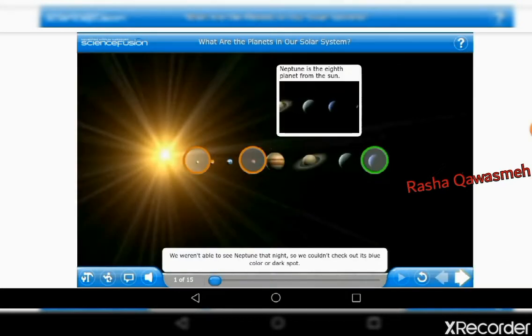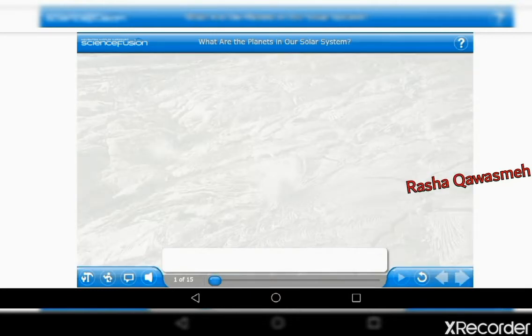We weren't able to see Neptune that night, so we couldn't check out its blue color or dark spot. The scientists told us that only one spacecraft has traveled to Neptune, so we have a lot to learn. We do know that Neptune has faint rings and 13 moons. Can you imagine what it would look like to see that many moons in the night sky? Okay, next.